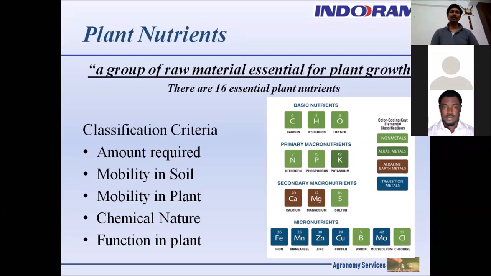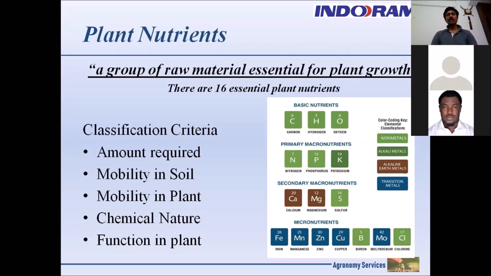So it is a group of raw materials essential for ensuring plant growth. That is known as plant nutrients. Apart from the essential plant nutrients, which fulfill all three criteria, there are some nutrients which are not essential, but they also take part in crop production and development; they just don't come under the criteria of essential plant nutrients. Coming back to plant nutrients, we have 16 so far qualified essential plant nutrients.